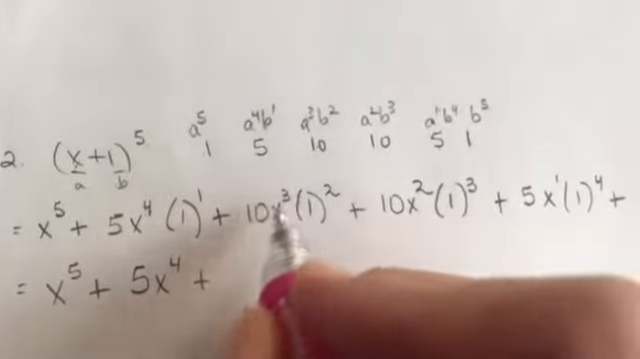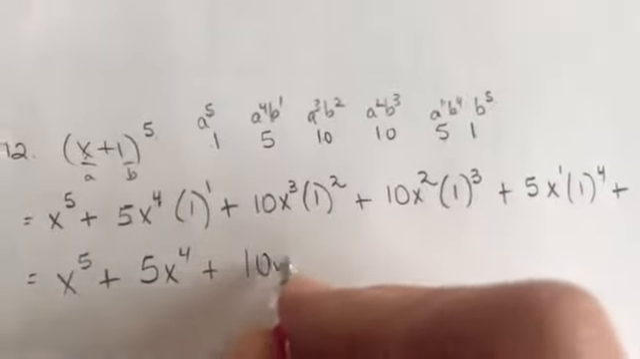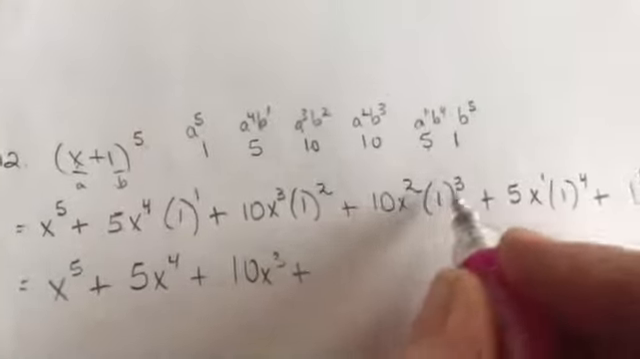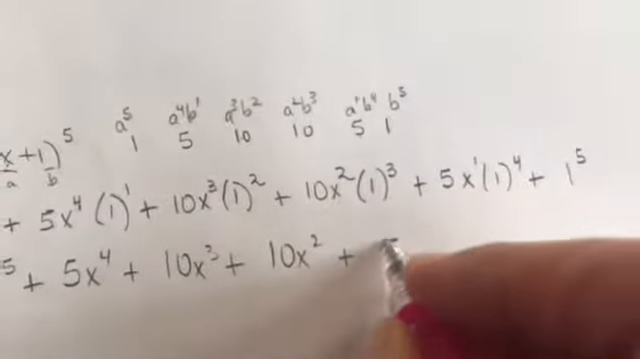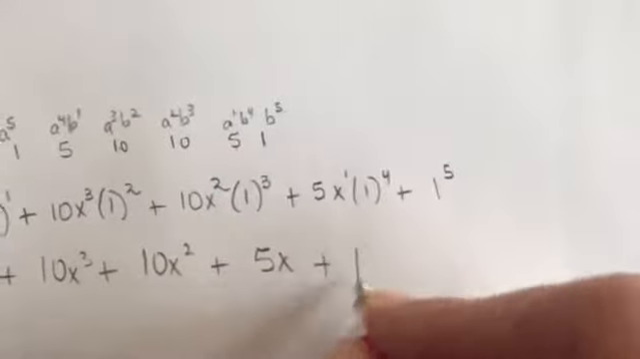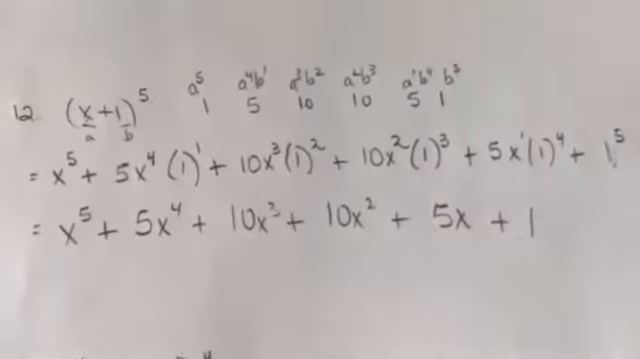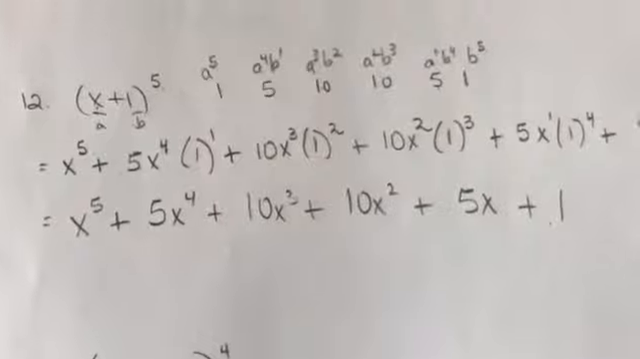1 squared is still 1. 10 times 1 is 10. Still 1, so boring, this one. Still 1, so 5x plus 1, because 1 to the 5th is 1. So that right there is my answer to number 12.